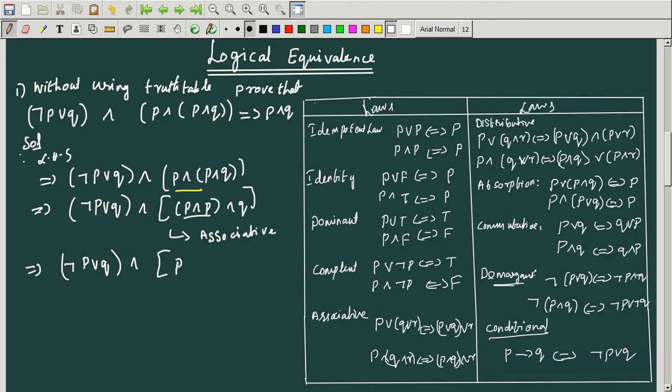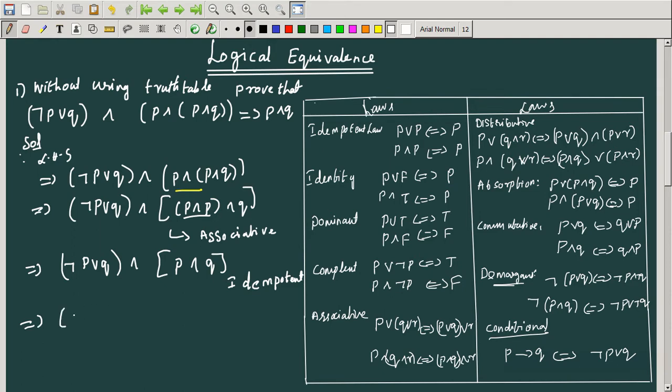So this thing I'm applying: P and P is called the idempotent law. So here I applied the idempotent law. Whatever law you are using, you have to mention that law's name. Next, what I'm going to do.